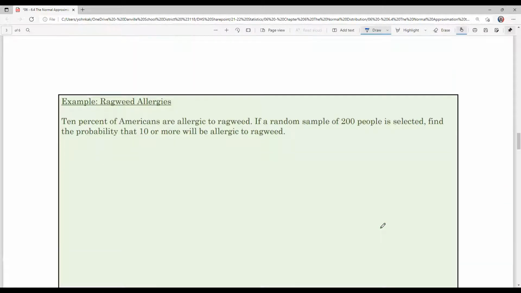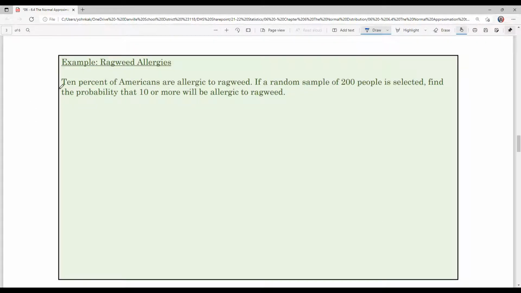Okay, let's take a look at the next problem. 10% of Americans are allergic to ragweed. If a random sample of 200 people is selected, find the probability that 10 or more will be allergic to ragweed. Okay, so my p-value in this case is 0.10. My n is 200. My mean is going to be 200 times 0.10, or 20. My standard deviation is equal to the square root of 200 times 0.10 times 0.90. That's going to give me 4.2.